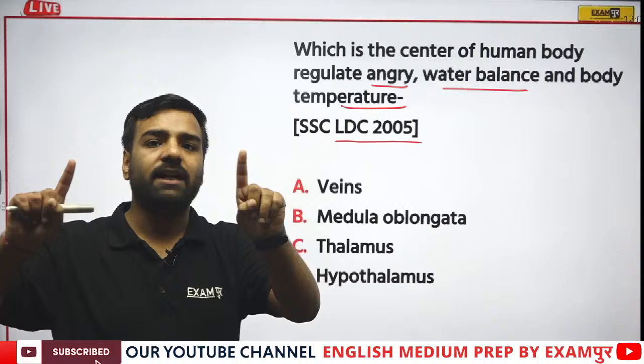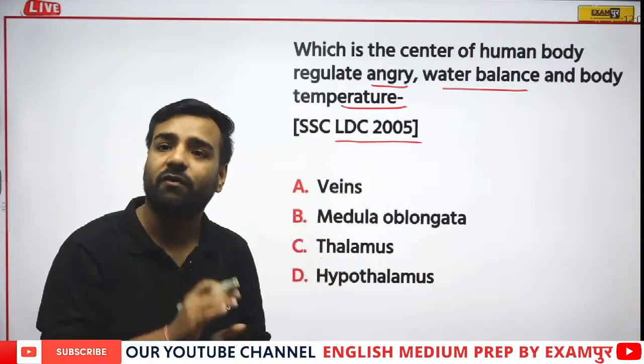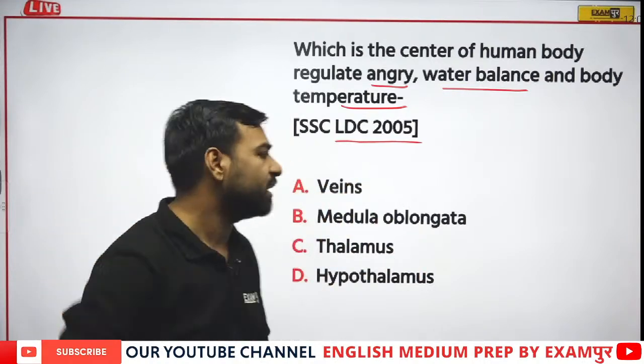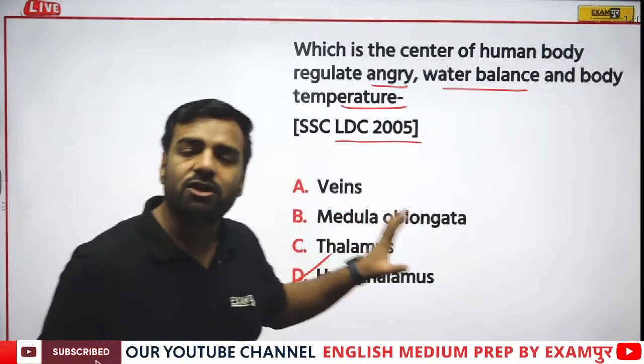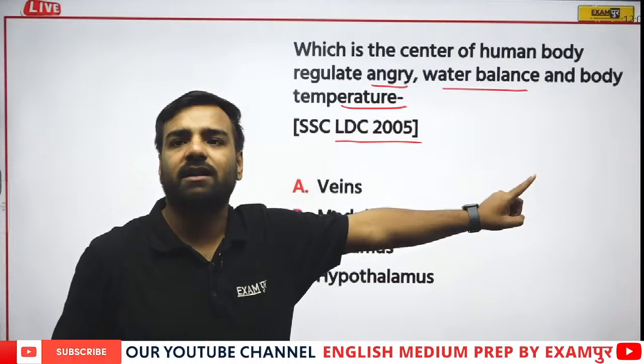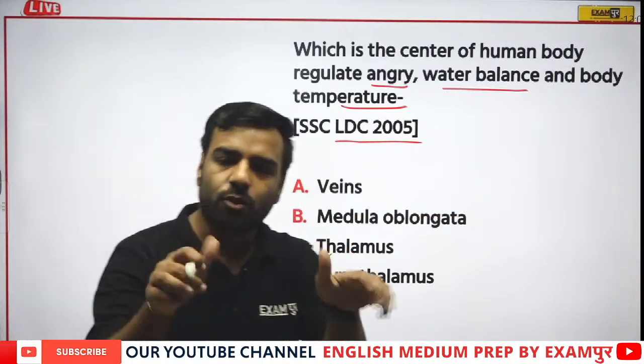Remember? Anger, thirst, pain. What will be the answer? Yes, Momita, totally correct. The correct answer is hypothalamus. That is also known as master of the master gland. And yes, Abhishek, that's totally correct.